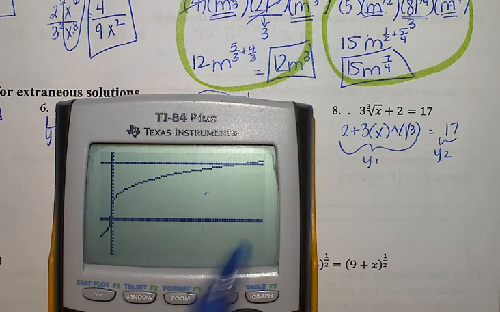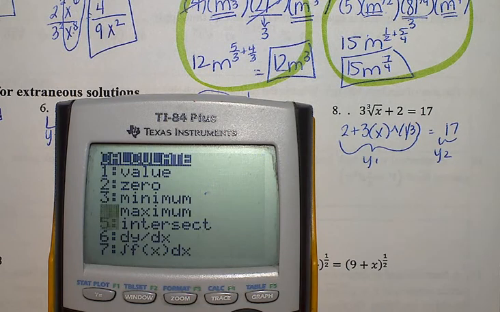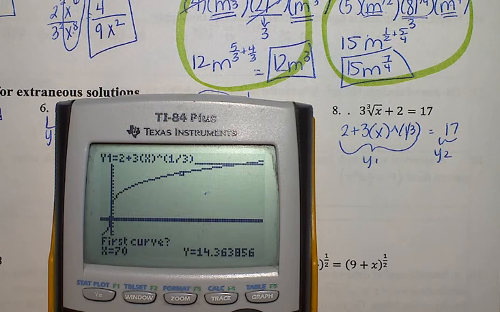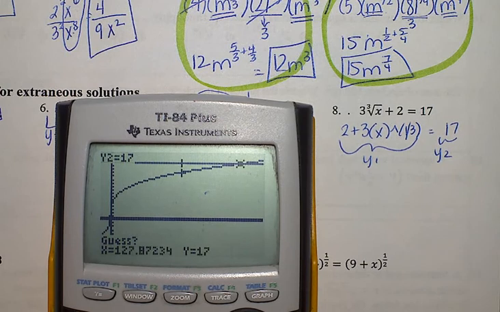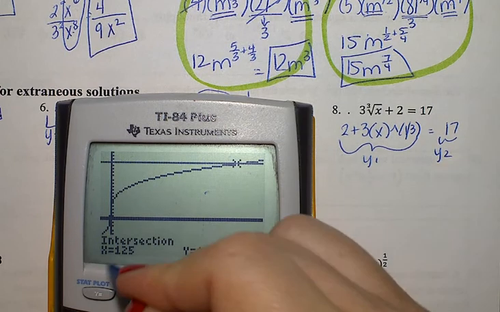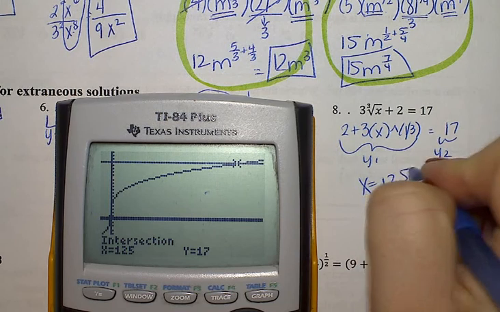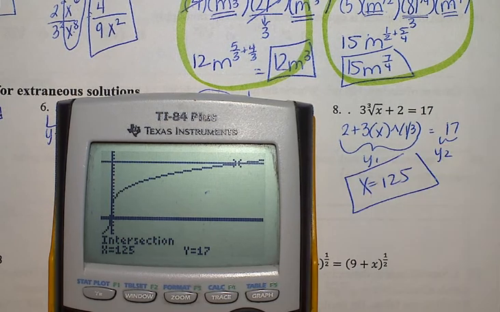So second, trace, intersect, first curve, second curve, and over the top. Okay, your x value is x equals 125. Hands raised if you'd like me to go over this problem with you really quick. Hands up. Anybody have no problem? 1, 2, anybody? Okay, we're moving on.